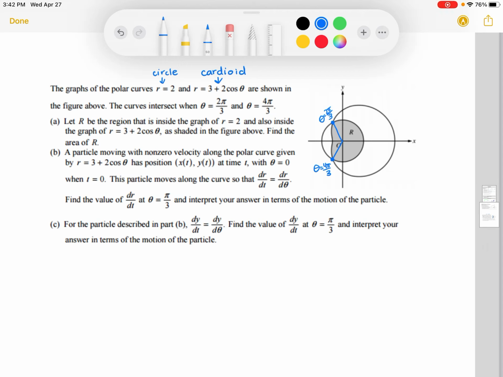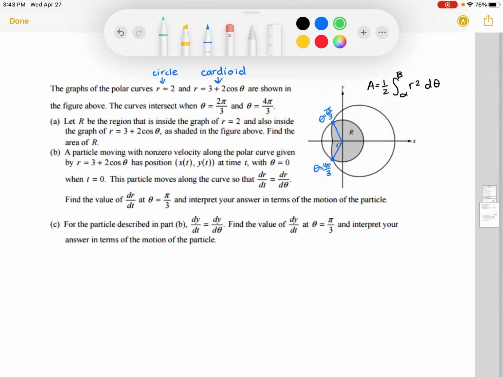Now, part A just wants us to find the area of R, which they've already shaded in for us. So with polar, we have our area formula, which is 1/2 times the integral from some angle alpha to beta of r squared d theta. So we know what r is, depending on which curve we're looking at, and we need to figure out how to do this area. So when we're doing a polar area, we want to think about how we're summing up a bunch of sectors of a circle.